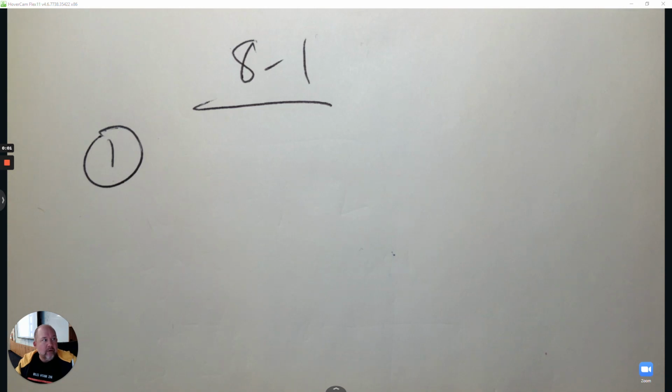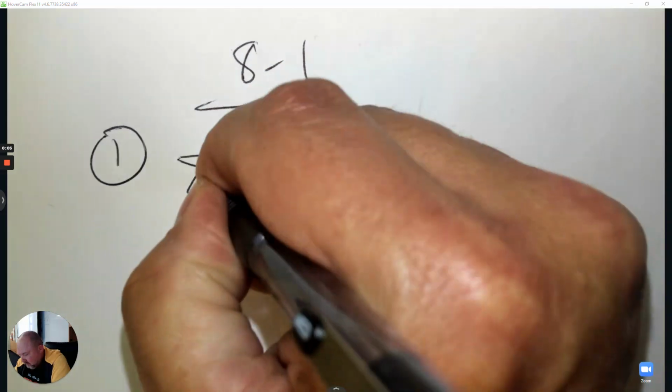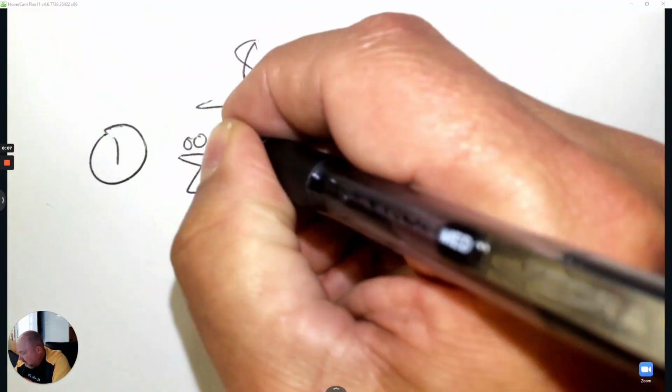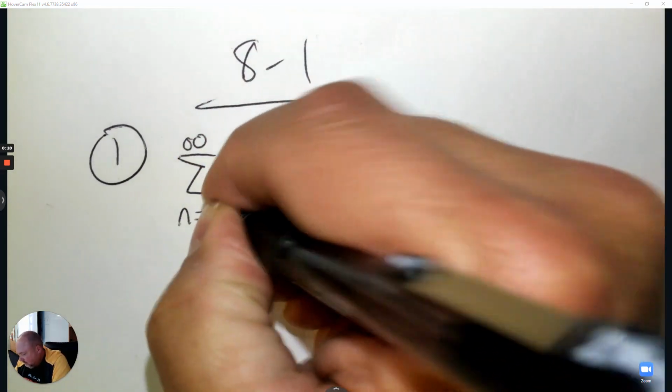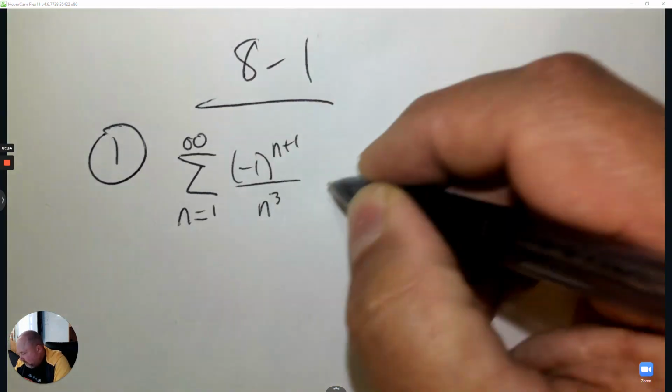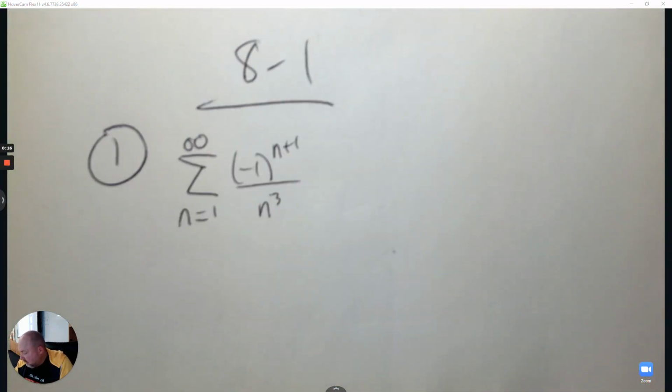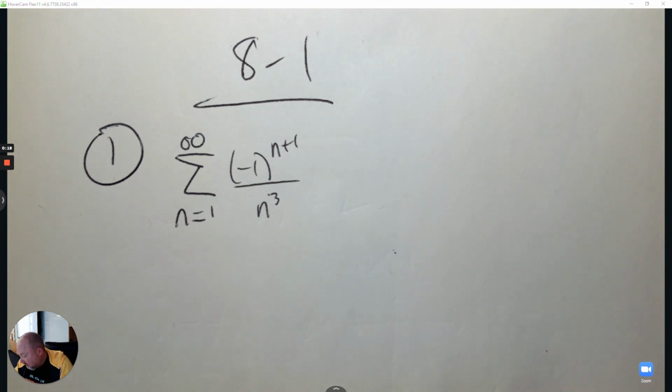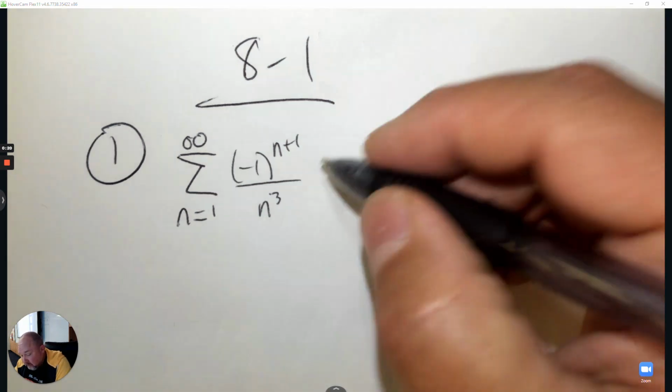All right, let's do our homework together. 8-1, number 1. Don't give up, right? So we have a series, and it says approximate the sum of this alternating series with an error of less than or equal to 0.001.